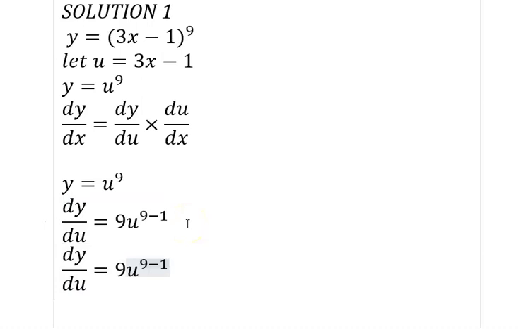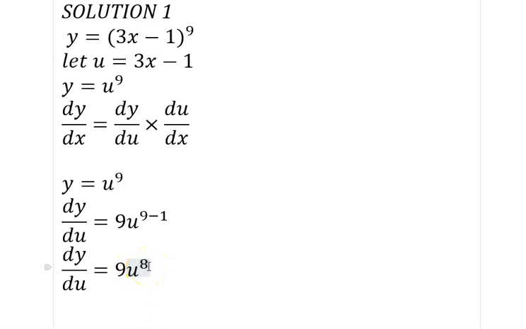Now that you are subtracting 1 from the power, 9 minus 1 will give you what? 8. So we've gotten our dy/du. Dy/du gives us 9u raised to power 8. It is as simple as that.